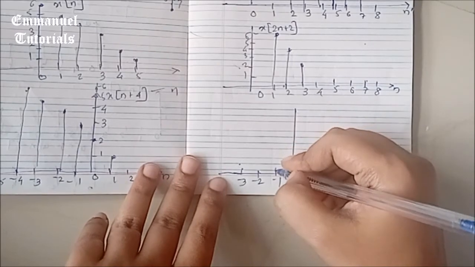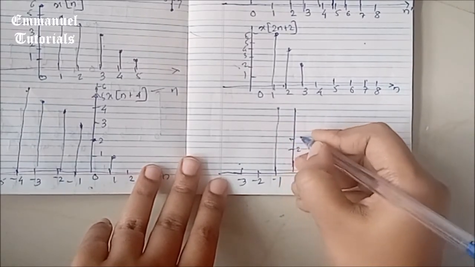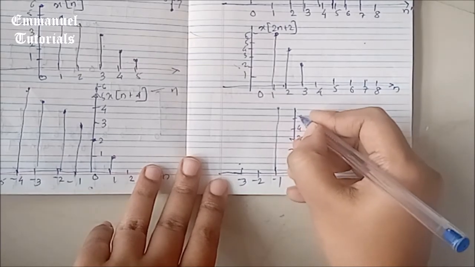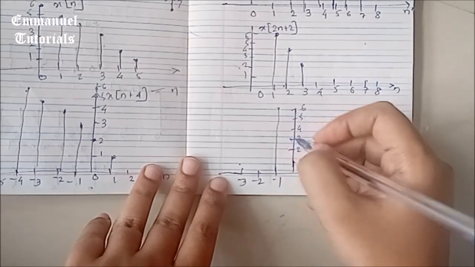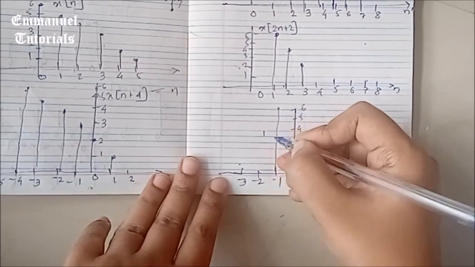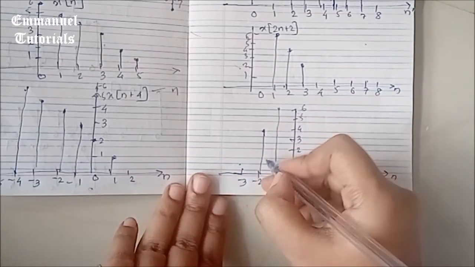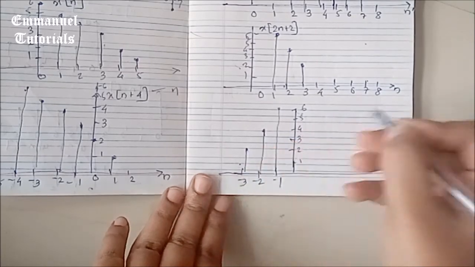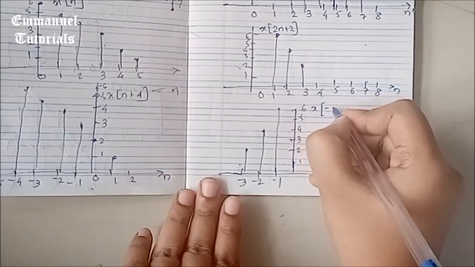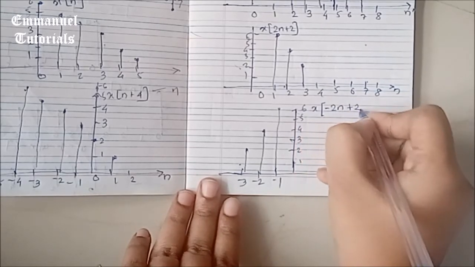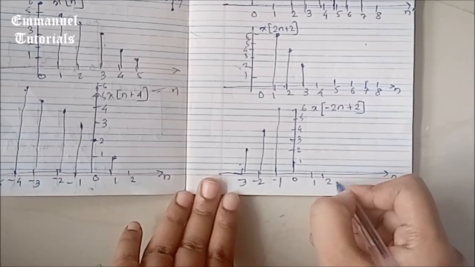Amplitude at -1 will be 6. So we just mark the points. At -2 it will be 4. And at -3 it will be 2. This will be our answer for x of -2n plus 2. Hope you understood the way we have solved the problem.